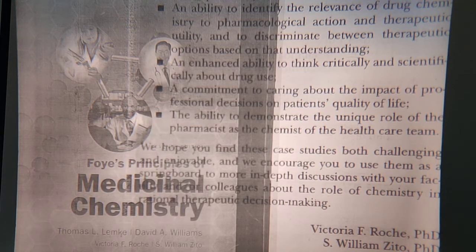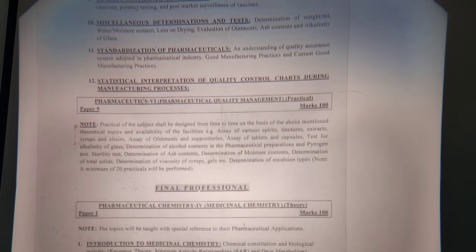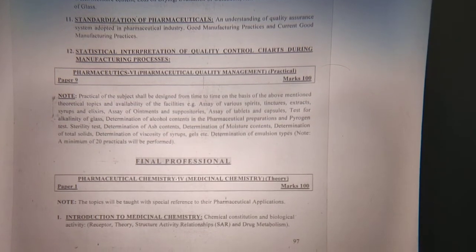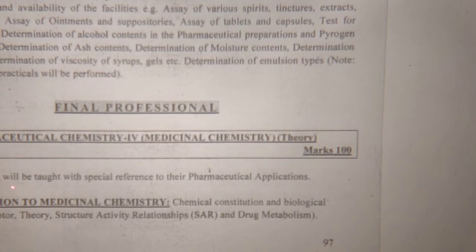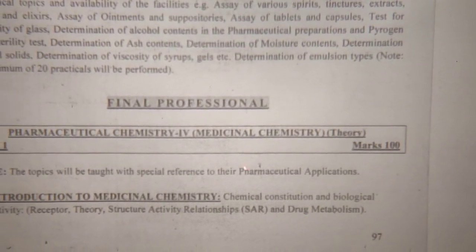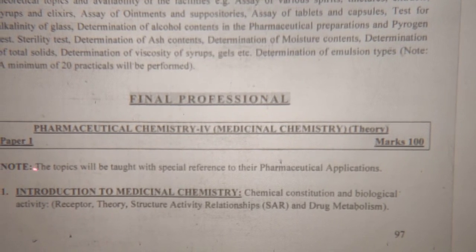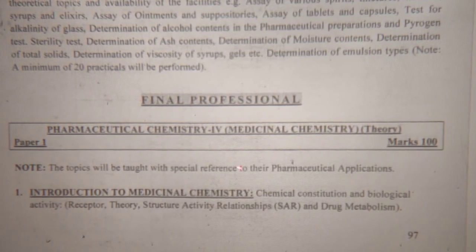Now, I would like to give you a little bit of the syllabus outline, which we will be sharing in the current year. This is the final professional class, pharmaceutical chemistry, 7th paper, Medicinal Chemistry Theory. The topics will be taught with special reference to their pharmaceutical application. Number 1, Introduction to Medicinal Chemistry. I have provided you the introduction up till now within 2 classes.